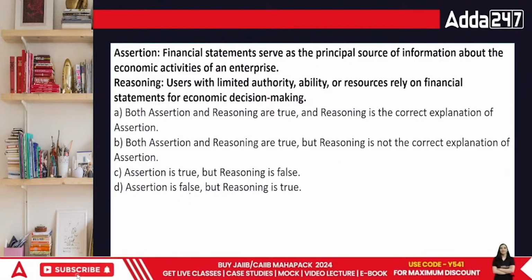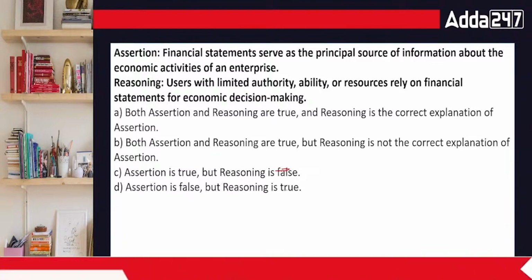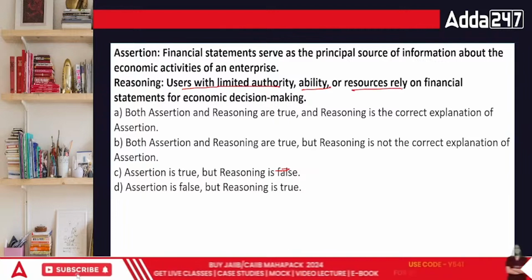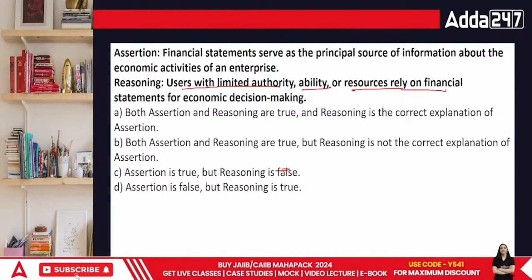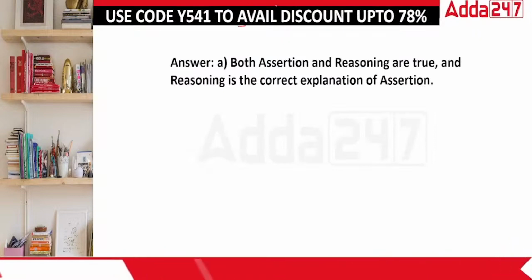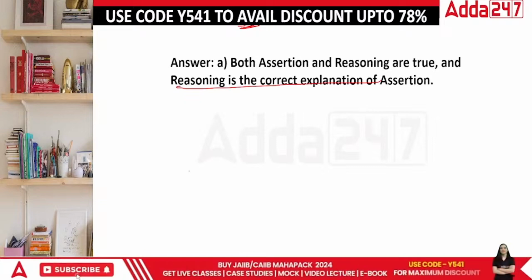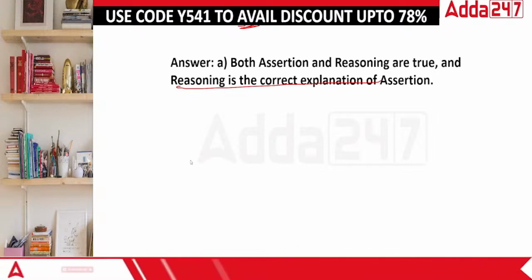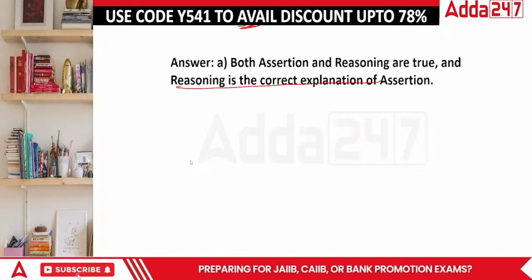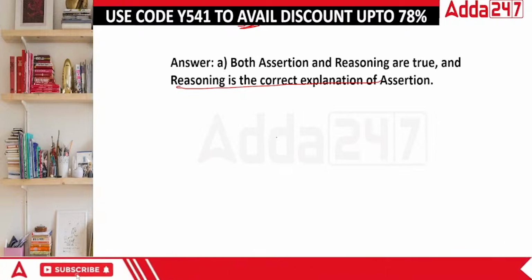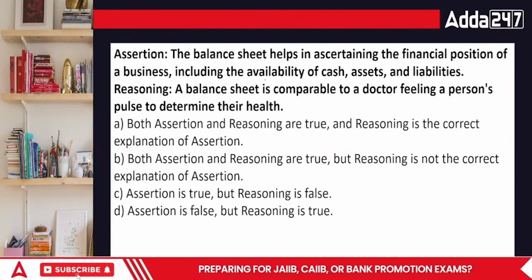So in this case, when we talk about financial statements, they serve as the principal source, and users with unlimited authority or with limited authority rely on these statements. Both are true, and this is even true in terms of the reasoning. Financial statements are basically the mirror image of the organization in a simpler manner. Right? Correct? This is what it does. So here comes the next question.